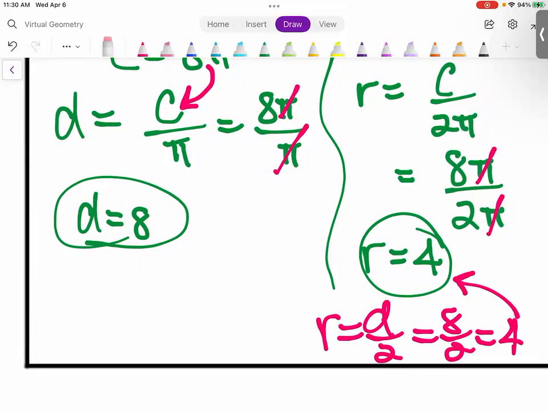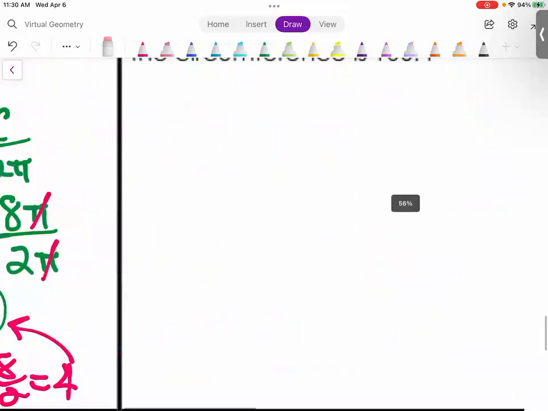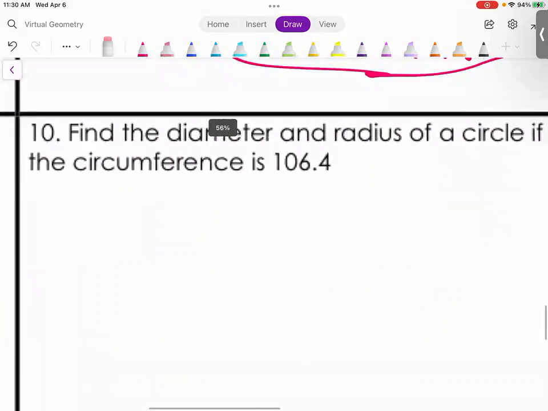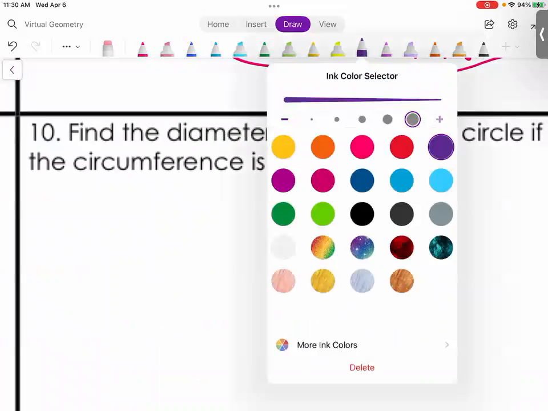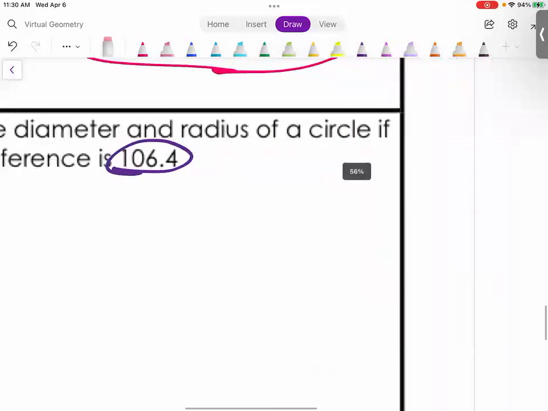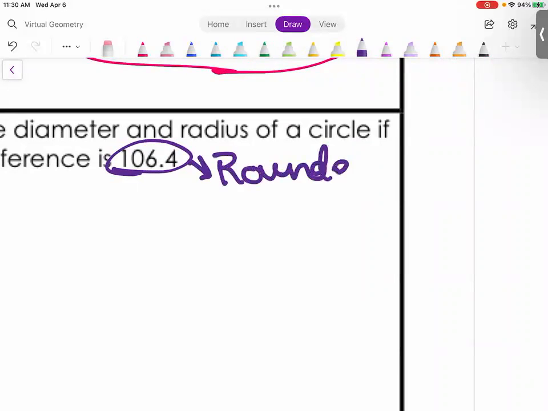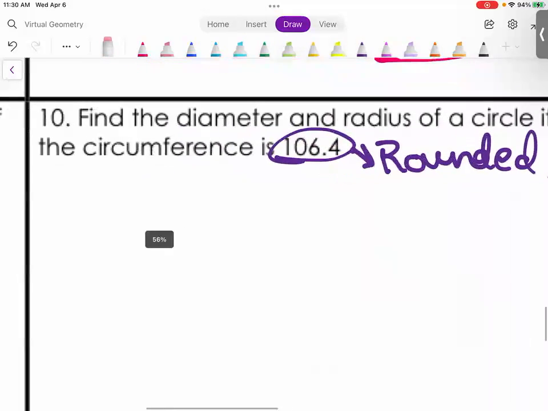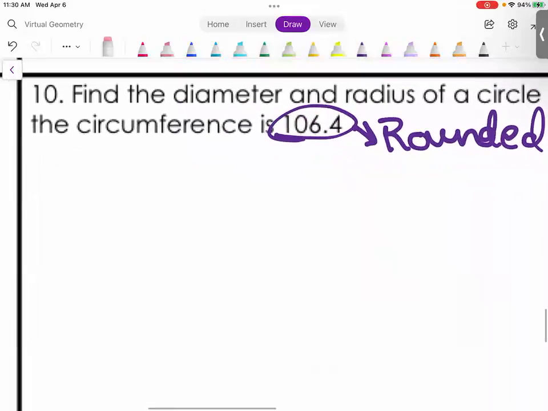Problem happens though when it's not exact. The issue is going to come when it's rounded off. When we use rounded values for circumference, like we have for number 10, this is when we have a problem because we don't have any pi's here that are going to cancel. So this time it says my circumference is 106.4. And again, this is a rounded off answer. So we're going to have to use the 2 separate formulas here, because that means when we find diameter, it's rounded. When I find the radius, it's rounded.